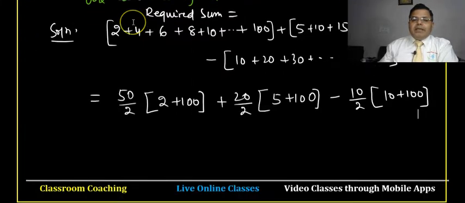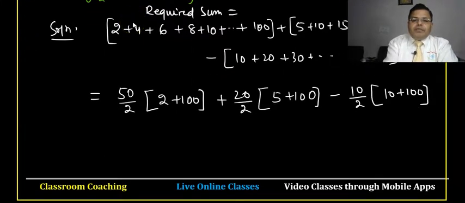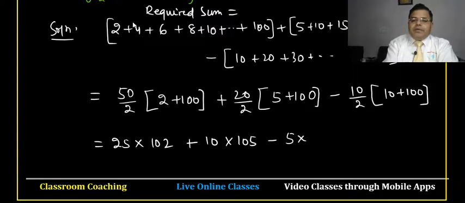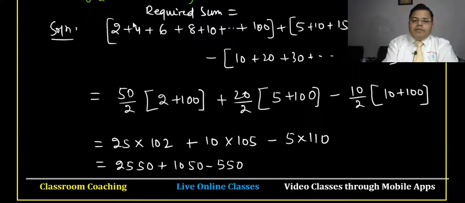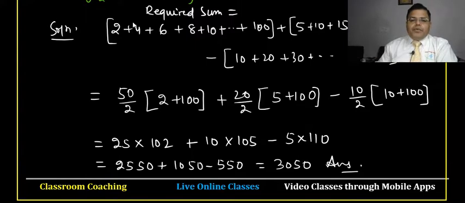So that can be calculated as 50 by 2, is 25 into 102, plus 10 into 105, minus 5 into 110. That is 2550 plus 1050 minus 550, so the total will be 3050, and that will be the answer of this question. So I hope you got it.